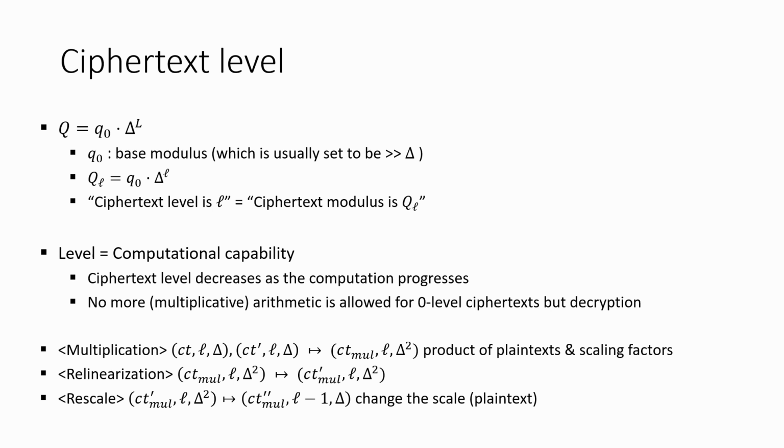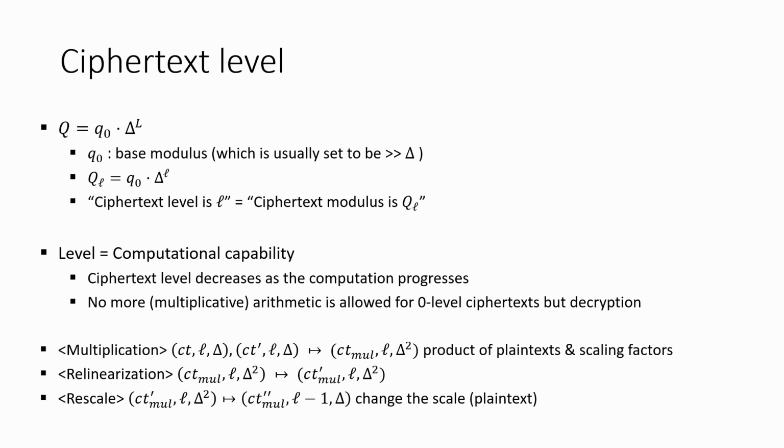So this level of a ciphertext is a good indicator which effectively represents the computational capability of the ciphertext. So the level is decreased by 1, usually after each multiplication. And we consume all L levels, and no more arithmetic is allowed when a ciphertext reaches the lowest level 0. So no more multiplication is allowed for a level 0 ciphertext.